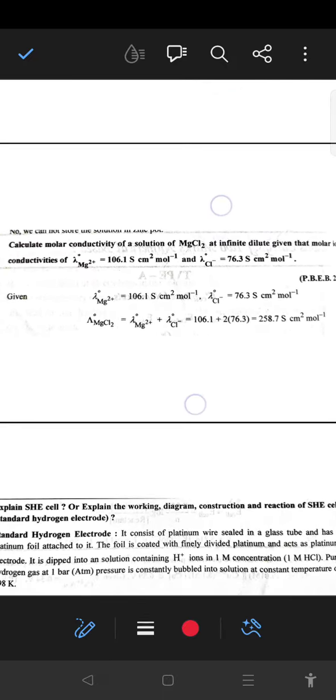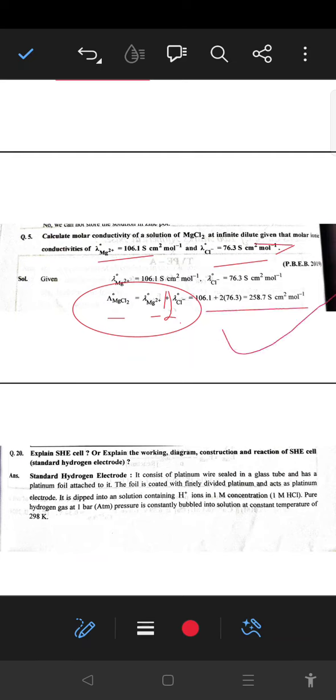Next, calculate molar conductivity of solution of MgCl2 at infinite dilution. So the conductivity value of magnesium 2 positive ion is given and the conductivity value of Cl negative ion is also given. So by using the formula, molar conductivity of MgCl2 becomes equal to the sum of both the ions. So इथे 2 आ जाएगा, 2 into Cl negative ion. So इथे solve कर लवांगे, that will give the answer.